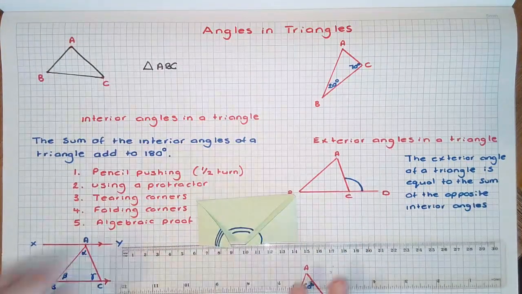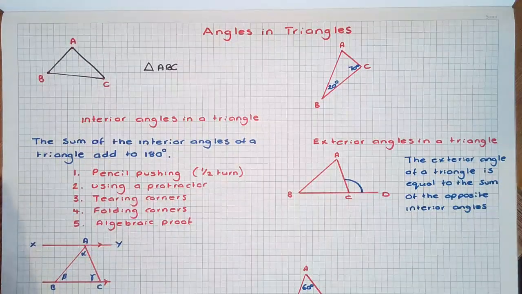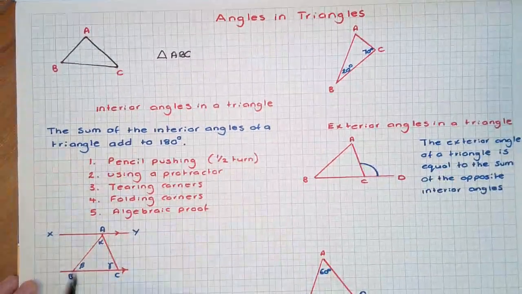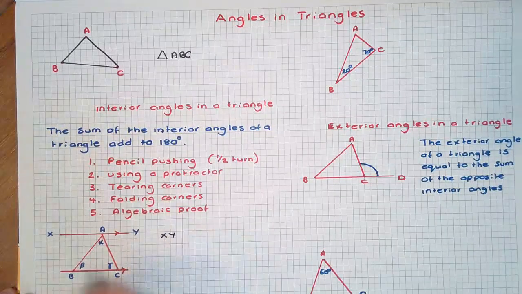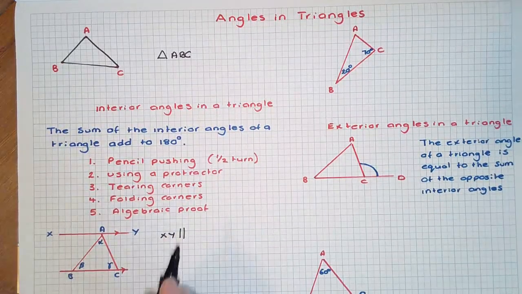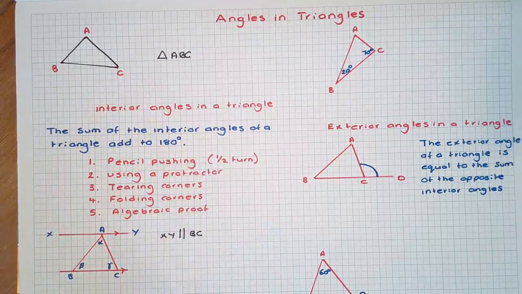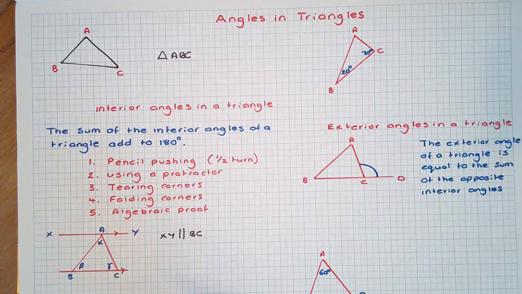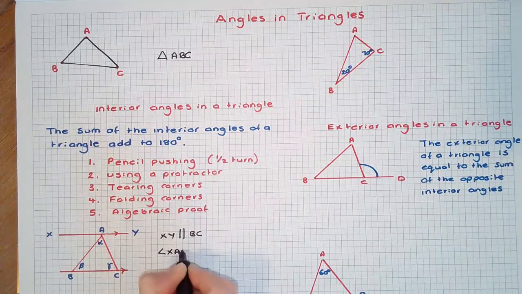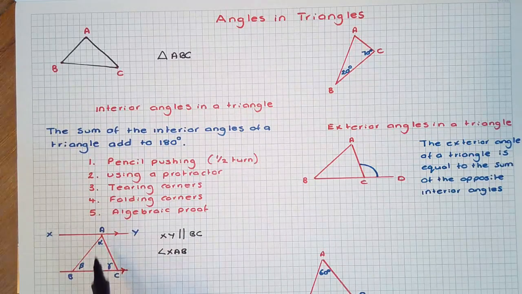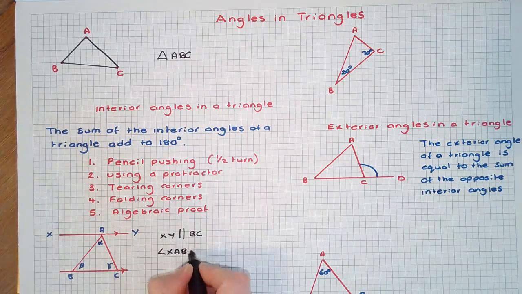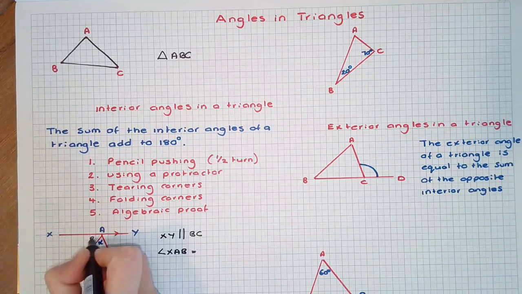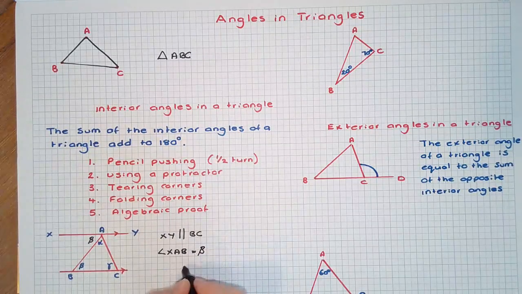We can also do an algebraic proof. In this diagram, I've drawn interval XY parallel to BC. For ease, I've labelled each of the angles alpha, beta, and gamma. We can see that angle XAB is alternate to angle ABC, beta. Therefore, angle XAB equals beta because it's alternate.